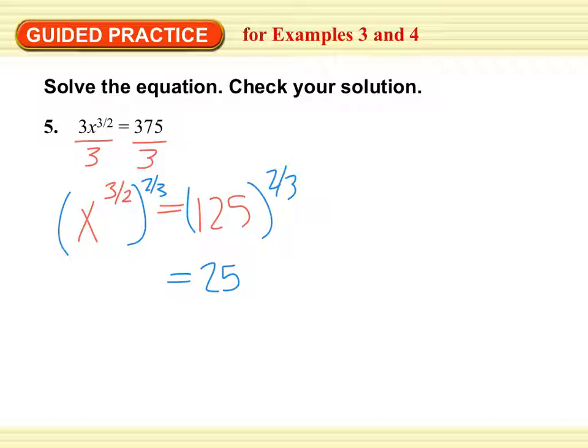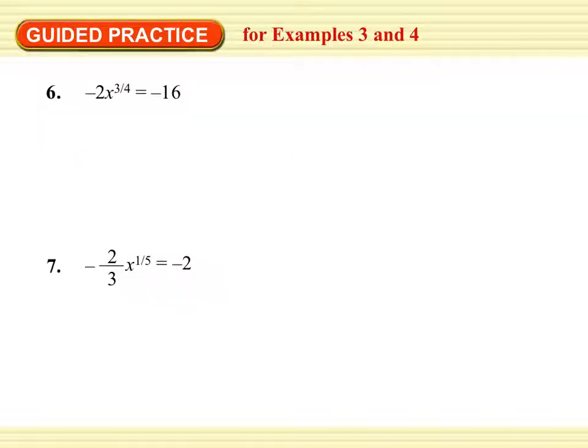And keep it in blue. Those cancel each other out, so I've got x equals 25. Divide both sides by -2. This one's no different. x to the 3/4 equals 8.